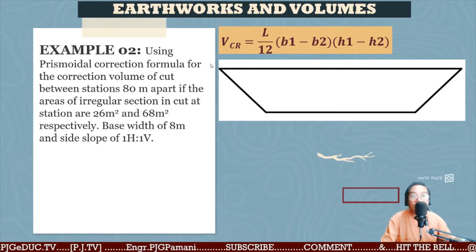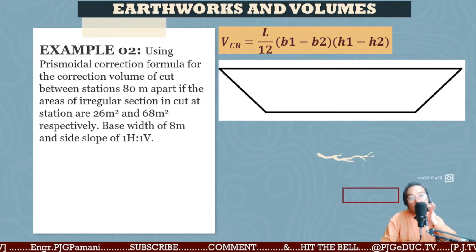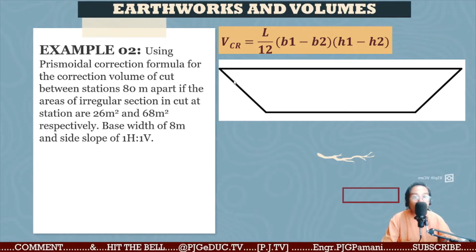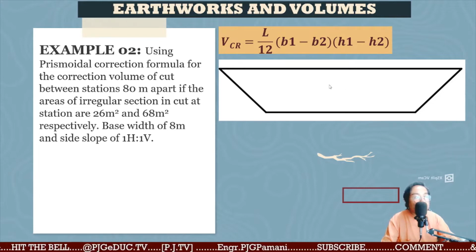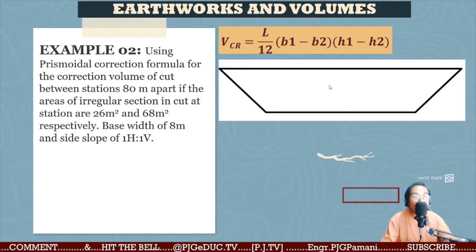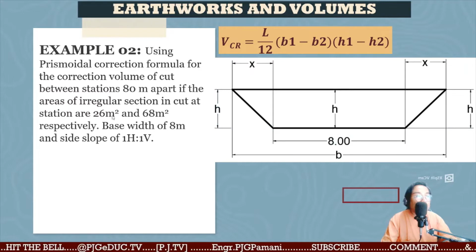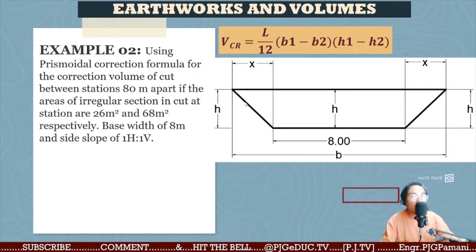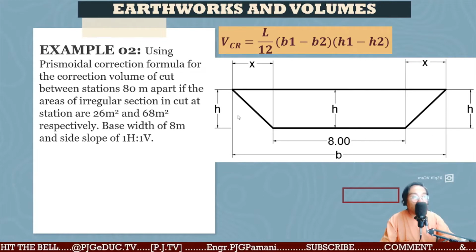So if they have the same slope, more or less this is our figure. For the correction that we'll be using, that is L over 12 times (B1 minus B2) times (H1 minus H2). Since the section is a trapezoid, here is the figure. What we'll do is plot our B1, B2 and H1, H2. B1 refers to section 1, B2 refers to section 2. So let's get B1 with respect to 26 square meters. This is now our figure. So 1:1, I forgot to put that there. That's supposed to be a 1:1 slope. Total base of 8 meters.